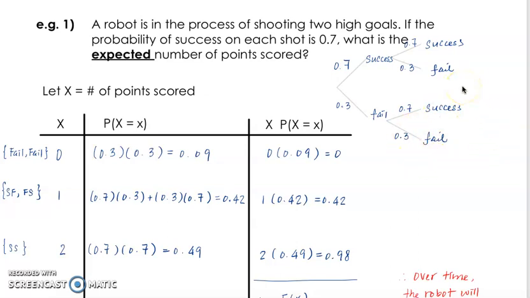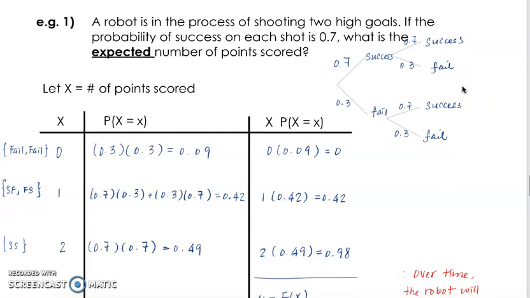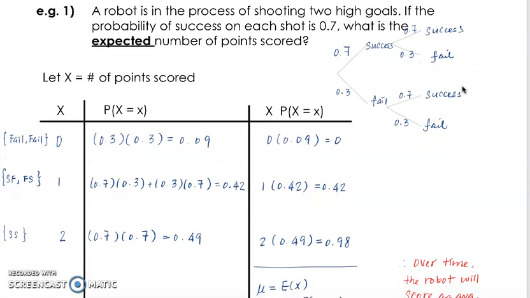In order to process that expected value, it would be worthwhile to lay out the probability distribution again. Thinking that the robot is making 2 shots, what could happen is it misses both, so it doesn't score any points. So X could be 0. It scores 1 point in the case of fail then success or success then fail. So X can be equal to 1, making 1 shot, or it is successful in both shots. So X could also equal 2, scoring 2 points.